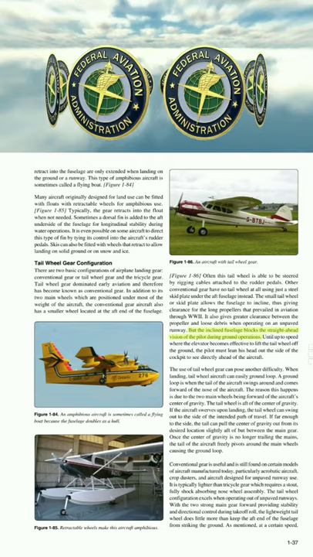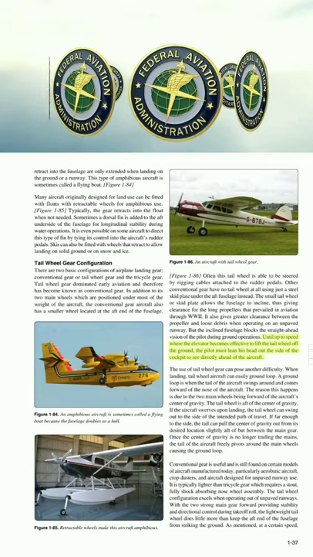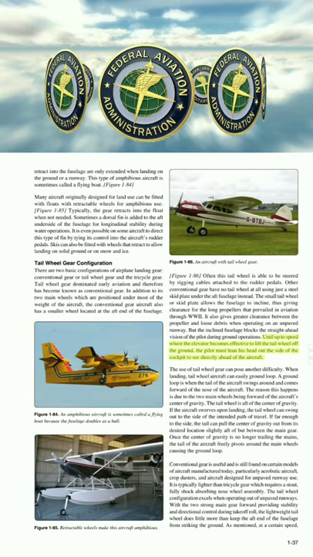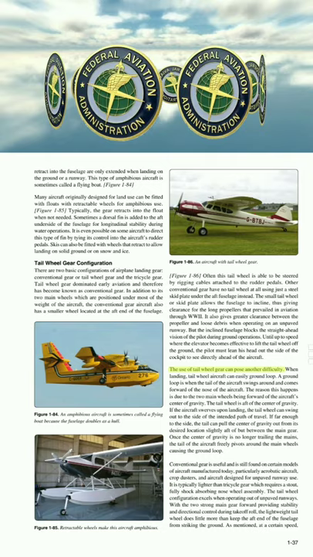Until up to speed, where the elevator becomes effective to lift the tail wheel off the ground, the pilot must lean his head out the side of the cockpit to see directly ahead of the aircraft. The use of tail wheel gear can pose another difficulty. When landing, tail wheel aircraft can easily ground loop.